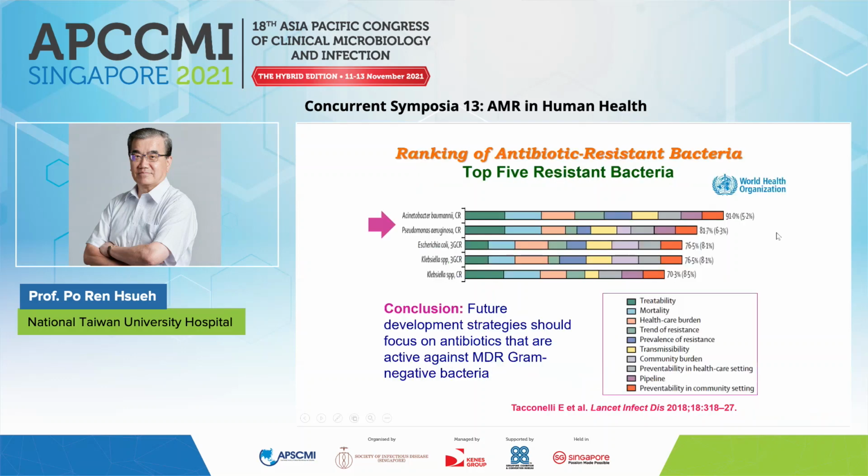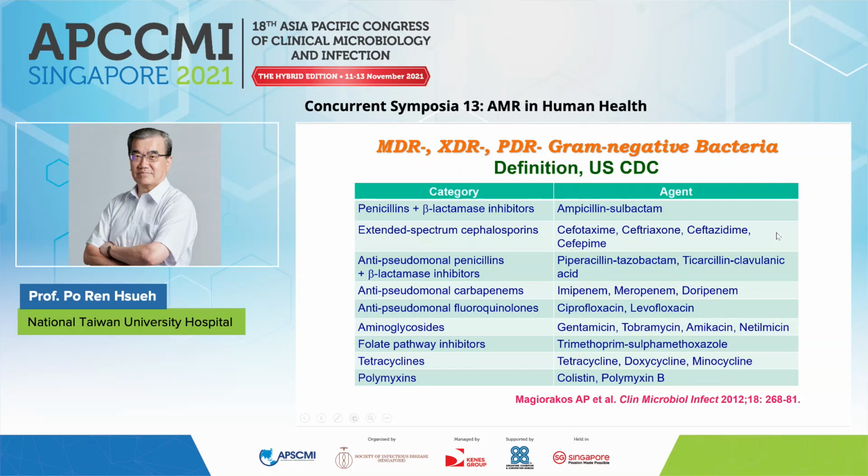In 2018, the WHO indicated the 25 most important antimicrobial resistant bacteria. But among the 25, the top resistant bacteria were carbapenem-resistant Acinetobacter baumannii, carbapenem-resistant Pseudomonas aeruginosa, and third-generation cephalosporin-resistant E. coli and Klebsiella species. So the most important pathogens in the clinical setting should be the gram-negative bacteria, including Klebsiella pneumoniae, Pseudomonas and Acinetobacter baumannii. So how do we define XDR and PDR?